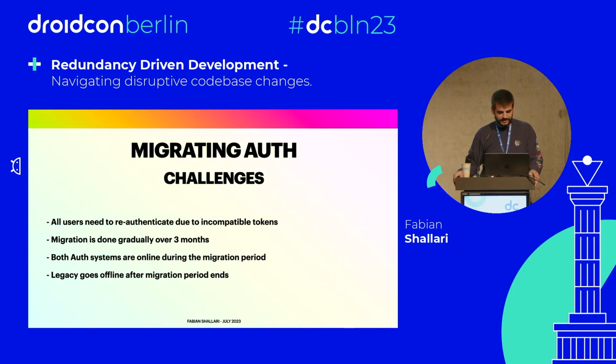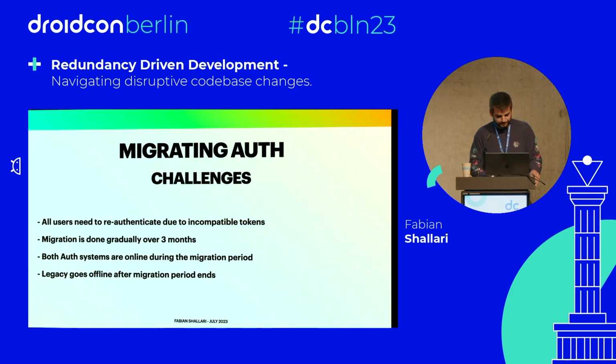So basically, the project goal was to migrate close to 10 million users to a new authentication system. Some of the challenges were, all users needed to re-authenticate because both these authentication systems had incompatible tokens. So a user's identity couldn't be verified automatically by them just being logged in with a legacy system. So they had to re-authenticate with a new system as well. Migration is done gradually over 3 months. So during this time, both systems are online, and users can still use both of them. And the legacy system goes offline after the migration period ends.